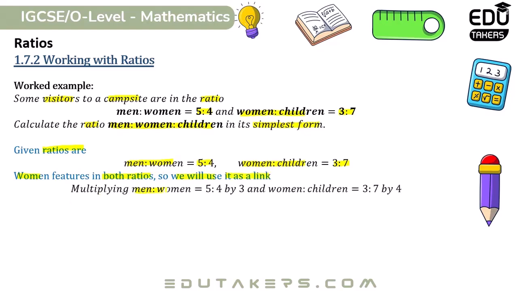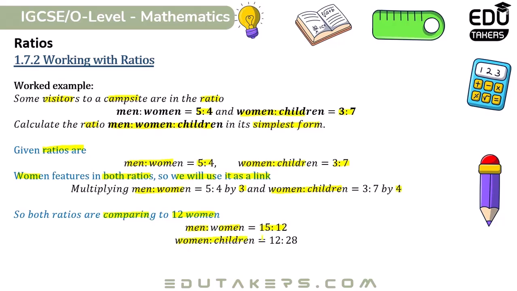Multiplying men to women by 3 and women to children by 4, so both ratios are comparing to 12. So men to women equals 15:12 and women to children is 12:28. Now we can link them together. So men to women to children will be equal to 15:12:28.